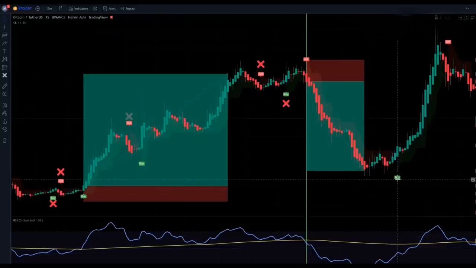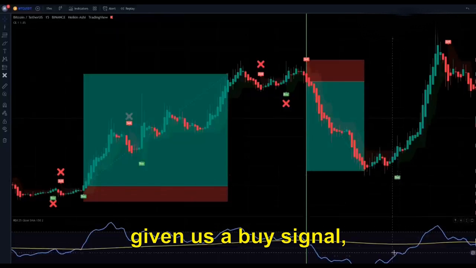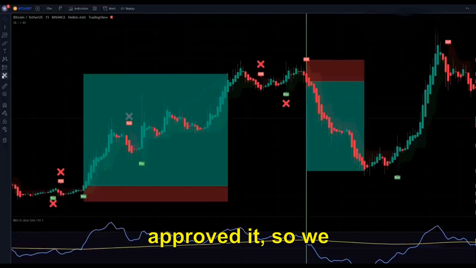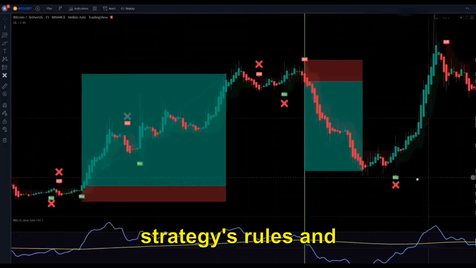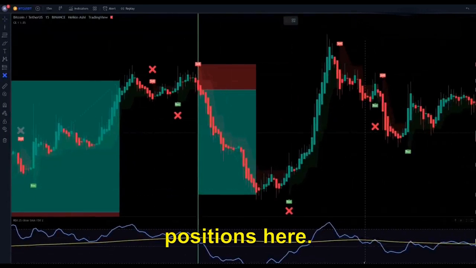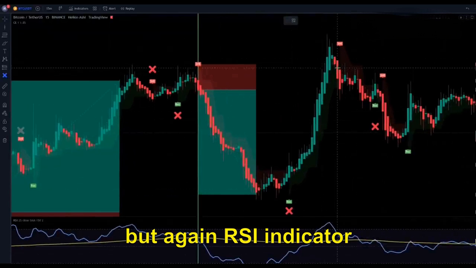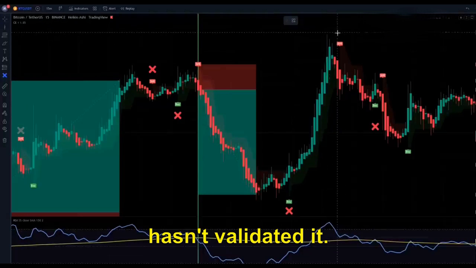Okay guys, we can see that the indicator has given us a buy signal, but the RSI hasn't approved it. So we should follow our strategy's rules and not open any trading positions here. Here we got a sell trade, but again, the RSI indicator hasn't validated it.